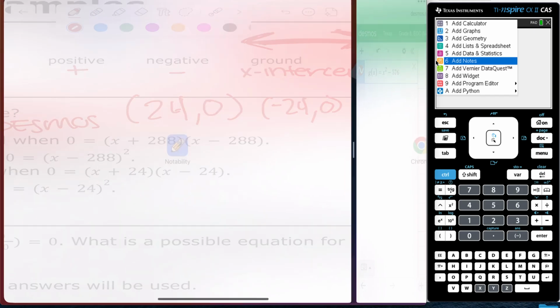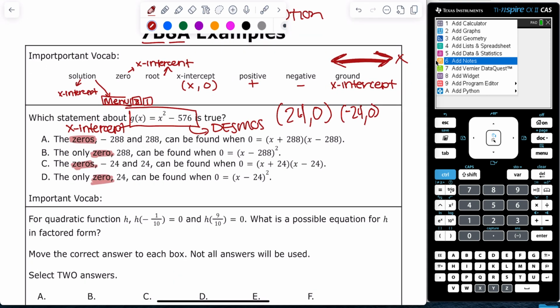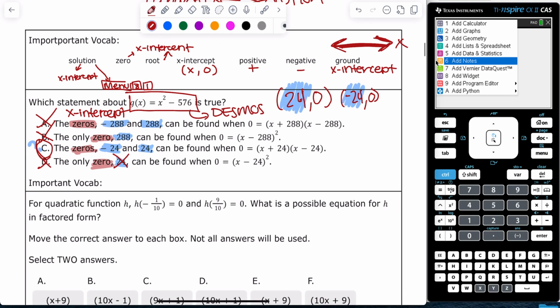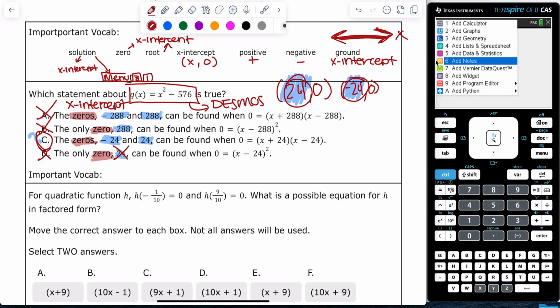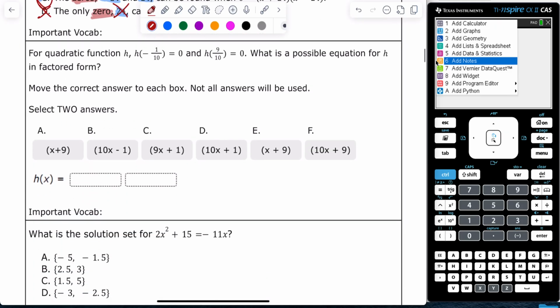Okay, so I need to find the answer that has the same numbers. I have 24, negative 24. So right here is negative 288, 288. That's wrong. B is 288 only. That's wrong. C is negative 24 and 24, so maybe. And D only has 24. D's wrong because we're missing that negative. So C would be my answer. Okay, you're looking for both of these numbers, both. Now let's try the next one.